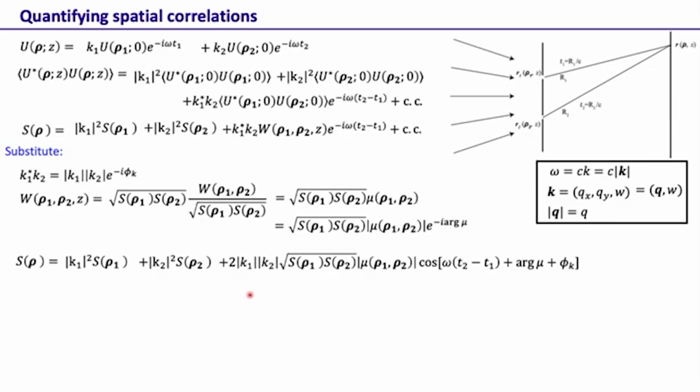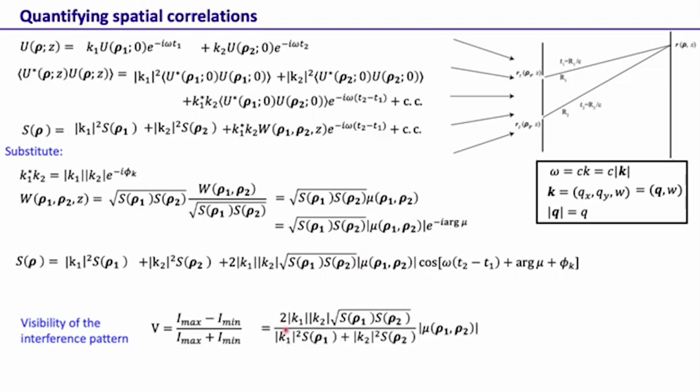Okay, so here we also want to define this quantity called visibility of the interference pattern, and the definition remains exactly the same as we did for time. So visibility is always I max minus I min over I max plus I min, and if we do find the maximum and minimum of this quantity, we could very easily show that this is twice k1 k2 s rho 1 s rho 2 divided by these two terms and then this degree of coherence.